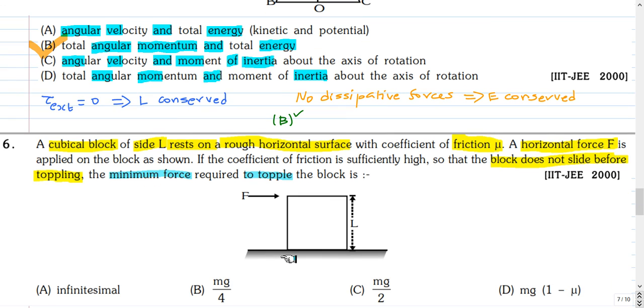This is the next question. A cubical block of side L rests on a rough horizontal surface of coefficient of friction mu. A horizontal force F is applied on the block as shown. If the coefficient of friction is sufficiently high so that the block does not slide before toppling, the minimum force required to topple the block is. You can pause and attempt this question.